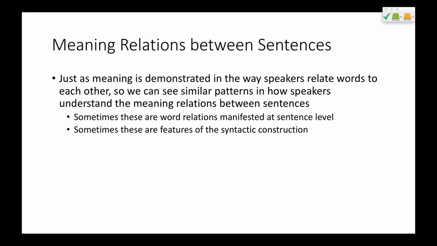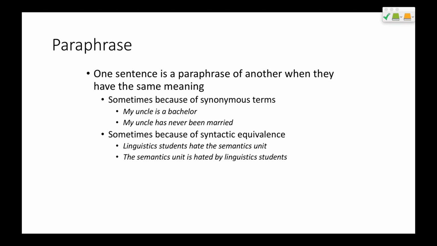And we also have meaning relations between sentences. Meaning is demonstrated in the way speakers relate words to each other, but there are also sentences. Word relations can be manifested at the sentence level, and sometimes it's the syntactic construction that shows the meaning relations. Paraphrase comes from synonymous terms. My uncle is a bachelor. A bachelor can also mean, although people rarely use it that way, someone who holds a BA or a BS degree. But if you want to make it clear, you say my uncle has never been married.